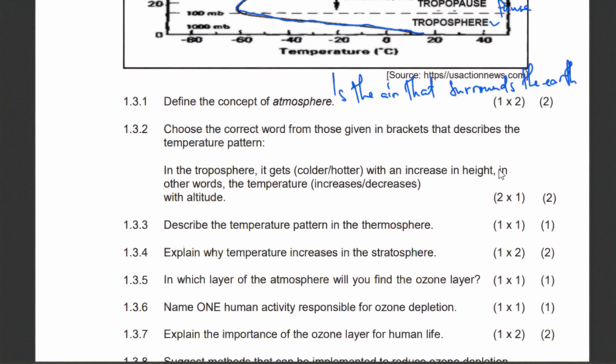Choose the correct word from those given in brackets that describe the temperature pattern. In the troposphere, we are looking at the troposphere here. Is it getting colder or hotter with an increase in height? Definitely it's getting colder with height. In other words, the temperature decreases with altitude. Thus, the temperature profile is negative.